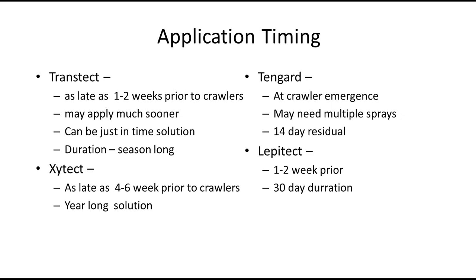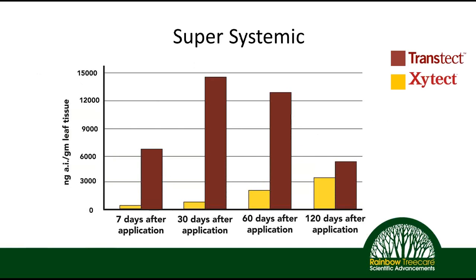So if you're doing soil applied acephate, be super worried about when those crawlers are present and if you need to do a follow-up spray or a combination treatment. So why do these different products have different uptake speeds? Well, it has to do with how soluble the physical molecule is.